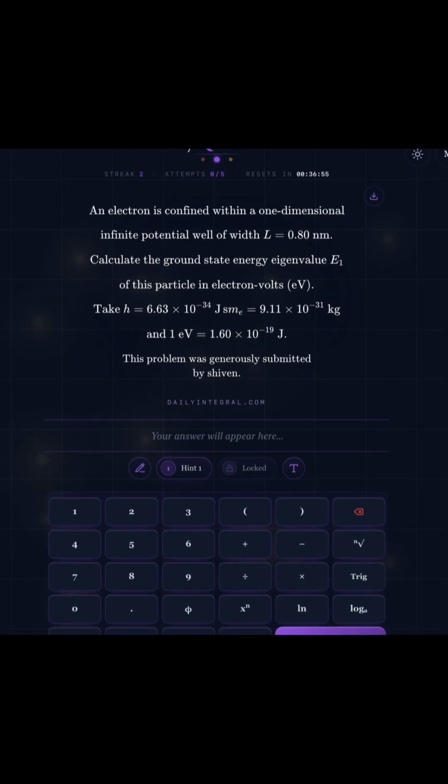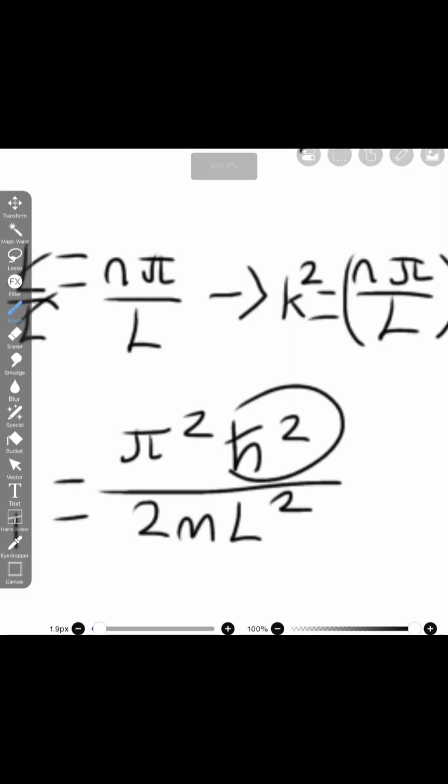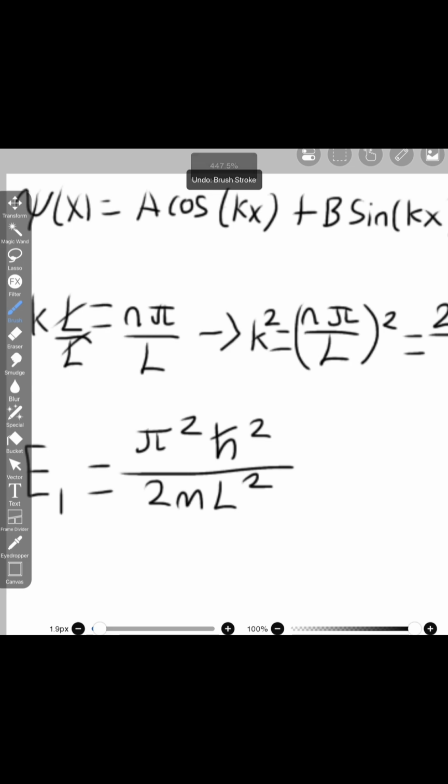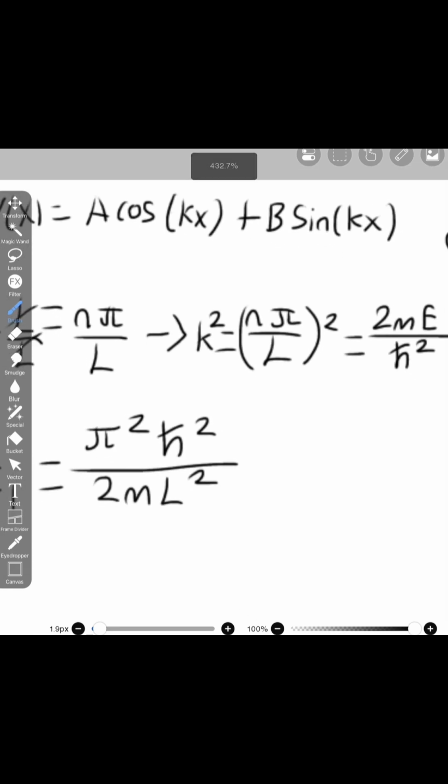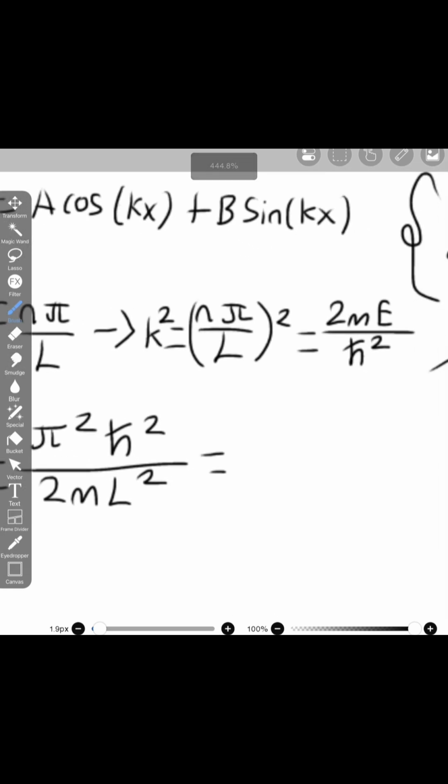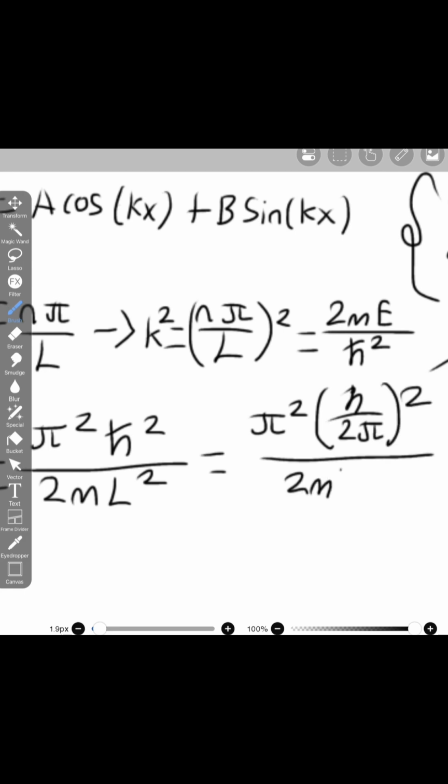We were given that the Planck constant is 6.63 times 10 to the negative 34 joule seconds. This is not the reduced Planck's constant, so we need to use the identity for the reduced Planck's constant. As we all know, h bar is equal to h all over 2 pi. The reduced Planck's constant is the whole Planck's constant divided by 2 pi. So we're going to substitute that in our equation. We have pi squared times h all over 2 pi, squared, all over 2m times L squared.